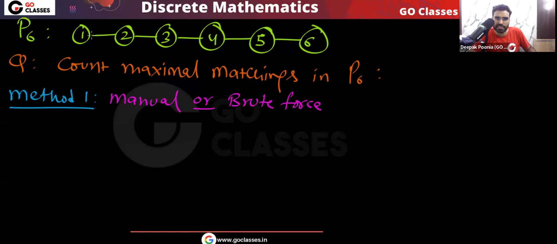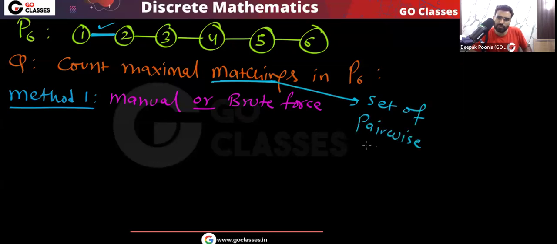So first you consider this edge 1 2. Let's consider those maximal matchings which contain this edge. Remember, what is a matching? This is a set of pairwise non-adjacent edges. We need to take a set of edges which are pairwise non-adjacent. So let's consider those situations where this edge 1 2 is taken.